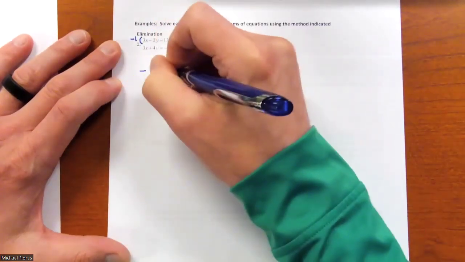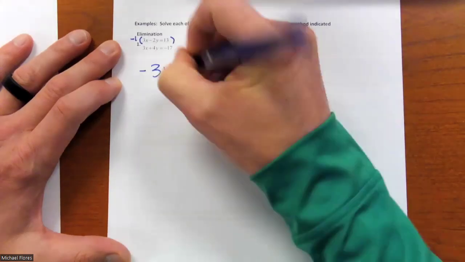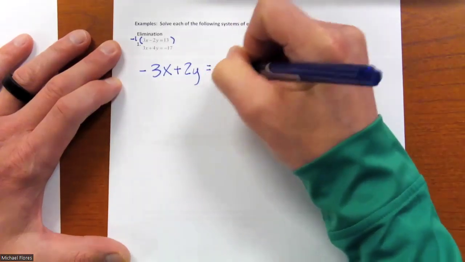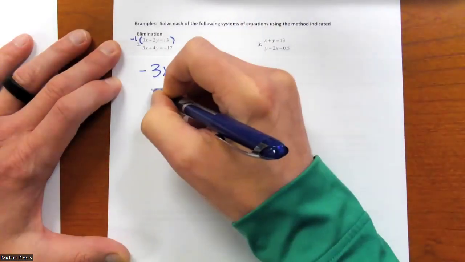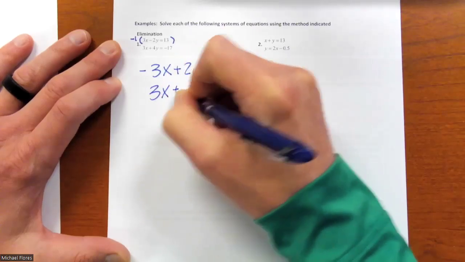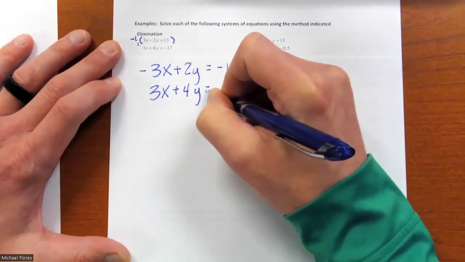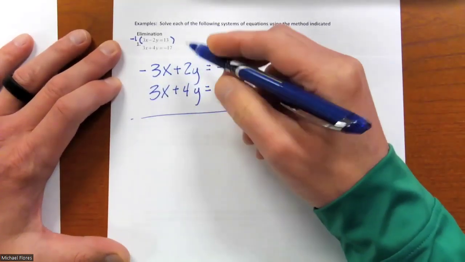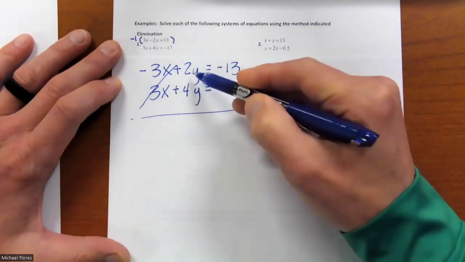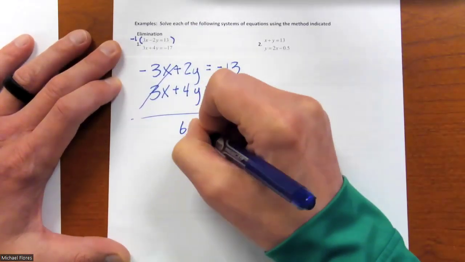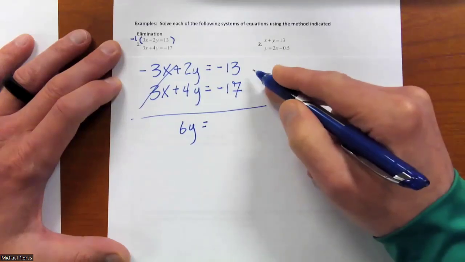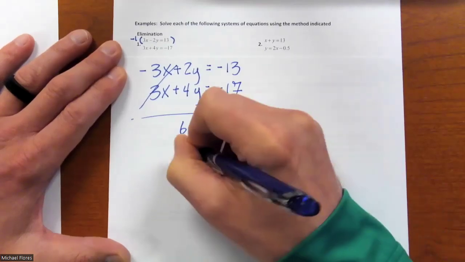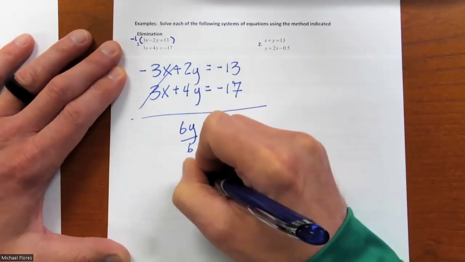That would give us negative 3x plus 2y equals negative 13. And now I'm going to copy down the bottom equation. Okay, let's combine vertically. Negative 3x plus 3x, gone. Positive 2y plus positive 4y, that's positive 6y. Negative 13 combined with negative 17, that's negative 30. Divide away that 6.